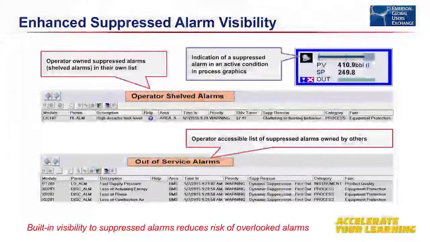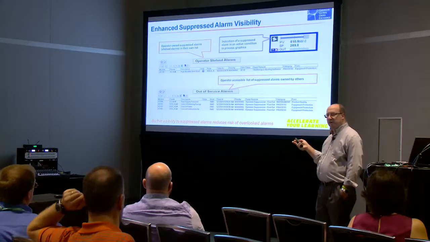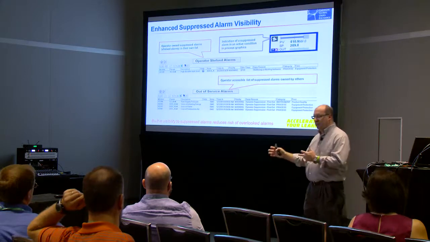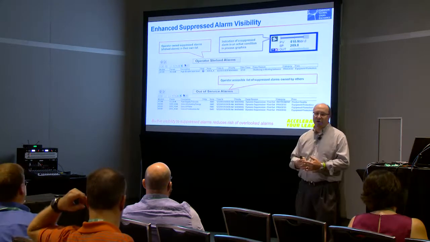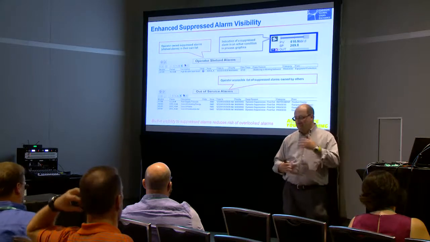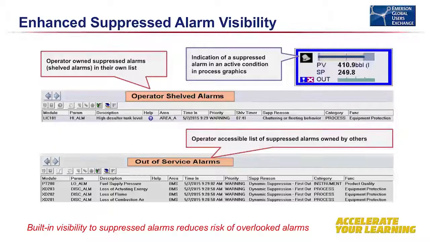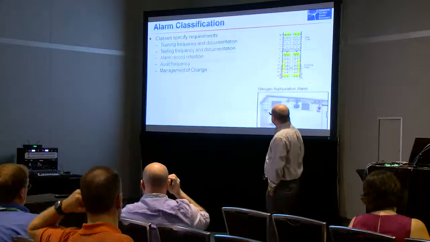You have different dedicated displays showing the alarms that are suppressed, and that's one of the benefits of using this. It's all contained in the DeltaV system. You don't have to write it down on a log outside and hope to remember that somebody's going to re-enable that alarm 3 months from now. It's all maintained live with updated statuses within the DeltaV system, and you can separate it out based on whether it's shelving or out of service.